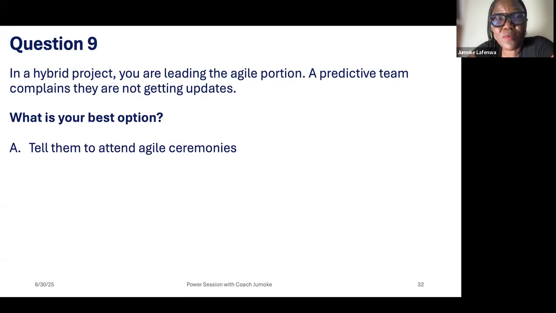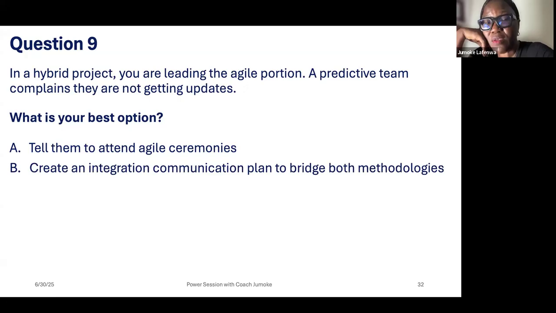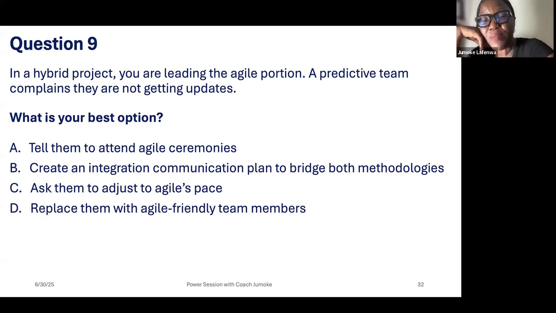So you are the project manager or the scrum master for the agile aspect, and there's another team for the predictive, and they are complaining that they are not getting updates. What is your best option? A, tell them to attend agile ceremonies. B, create an integration communication plan to bridge both methodologies. C, ask them to adjust to agile space. D, replace them with agile-friendly team members.